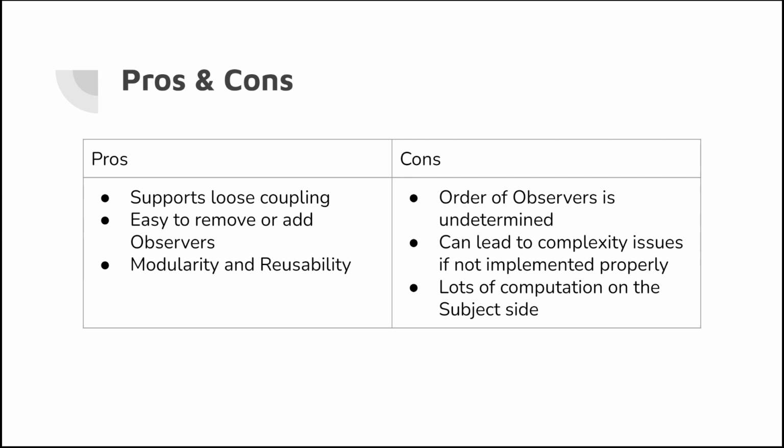Because there's so many references and pointers from observers to subjects and subjects to observers, if something isn't handled correctly, there could be a lot of memory leaks or issues further down the line that could be hard to track. There are also a lot of computations that are now put from the observer side to the subject side.